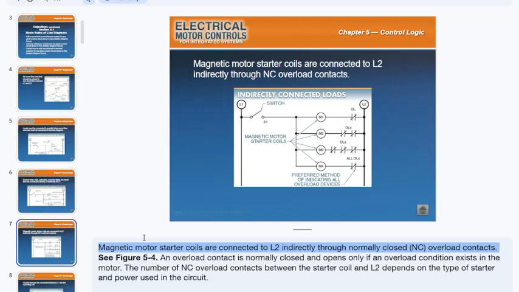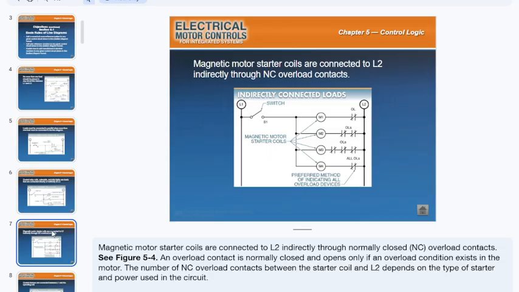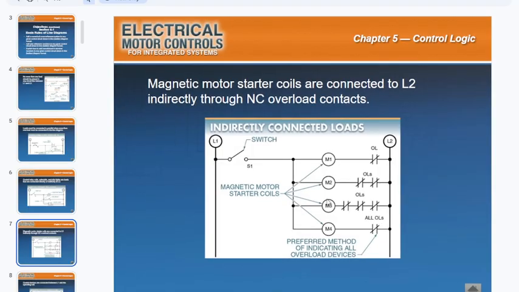So I'm going to go back and forth for one second. Magnetic motor starter coils indirectly connect to L2. All other loads, control relay, solenoid, pilot lights, and timers, but we haven't talked about timers yet, everything else connects to L2 directly. Direct connection, indirect connection. Indirect because simply it's not going straight to L2. It's stopping somewhere. It's stopping at the overload normally closed contacts.